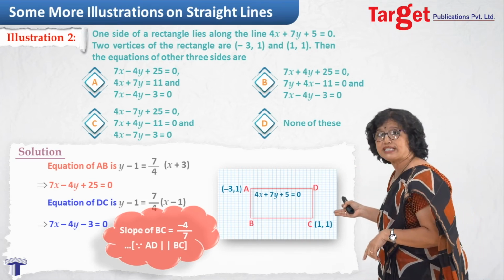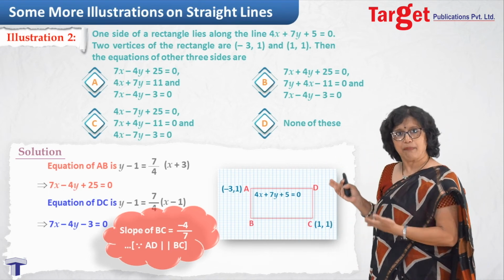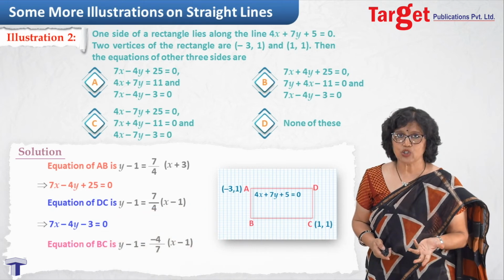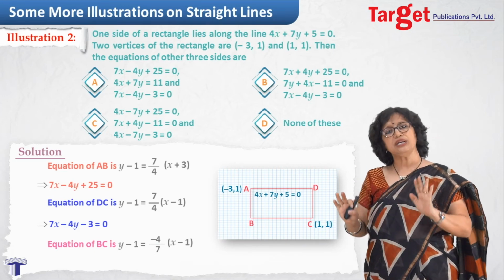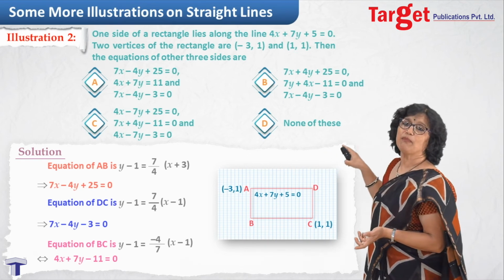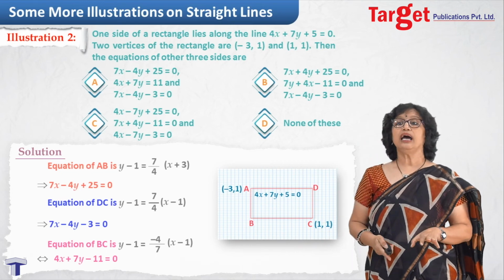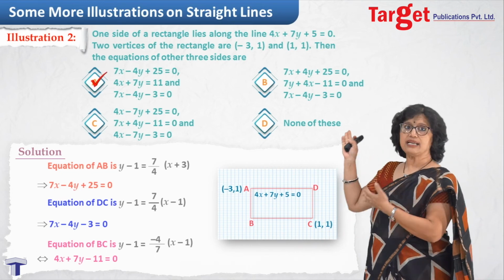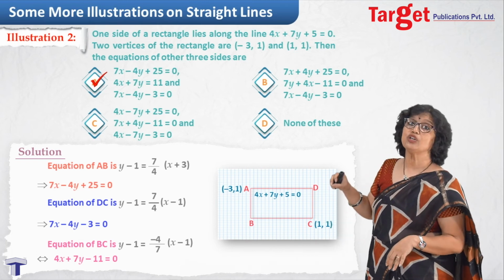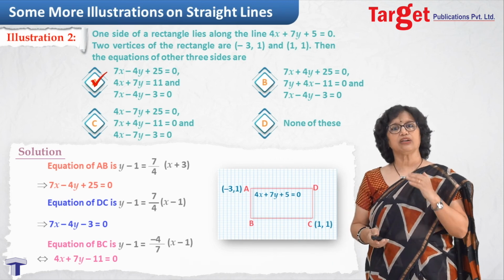So what about slope of BC? Slope of BC I can find same as slope of AD, because AD and BC are parallel. So minus 4 by 7 is the slope. From there I can write equation of BC also, because one point is known to me. I use slope point formula and I further simplify that equation to 4x plus 7y minus 11 equal to 0. So I have found remaining 3 sides equations, and the correct option from there I find as A. Now this was quite a simple question, except the fact that position of C we had to fix first before attempting the equations of the sides.